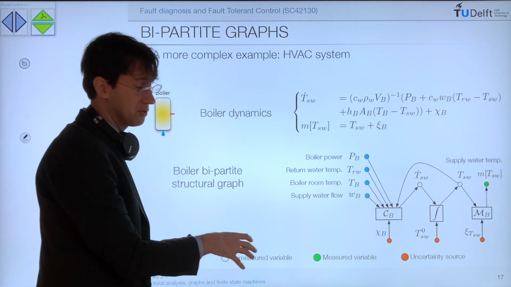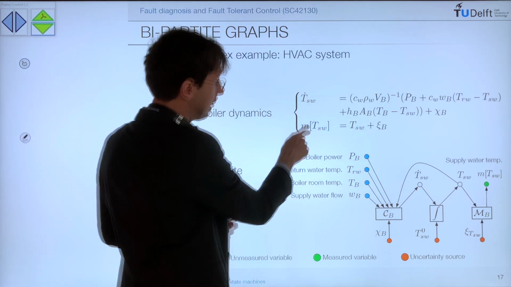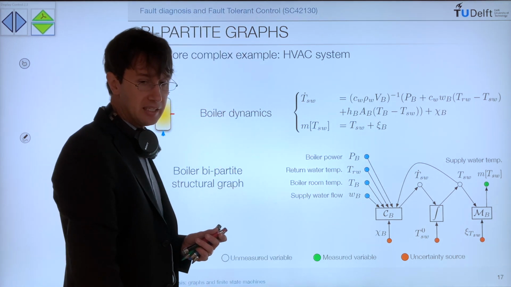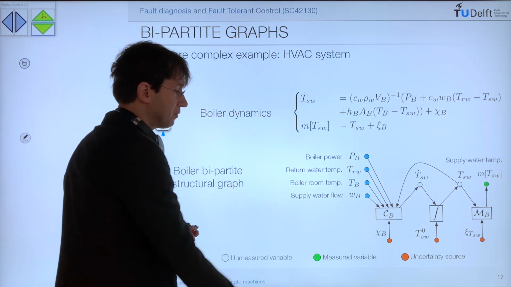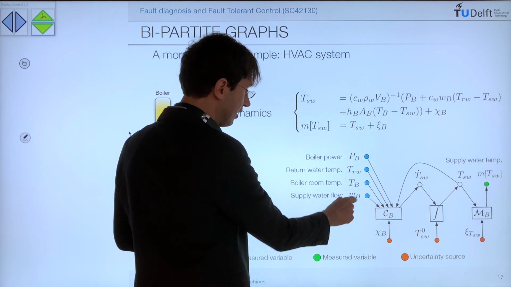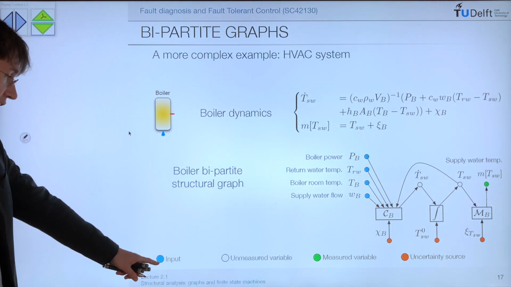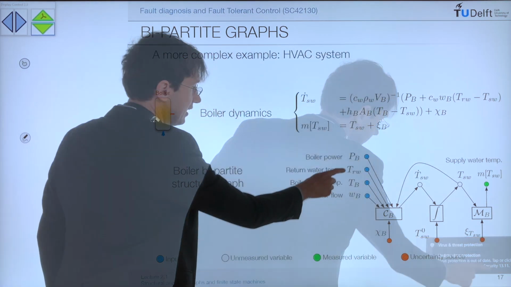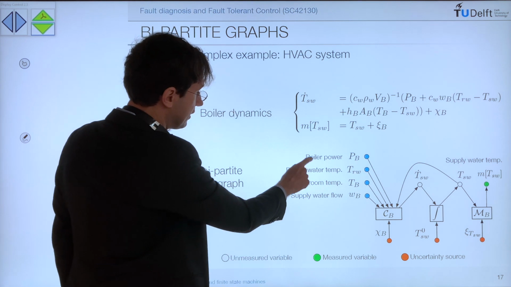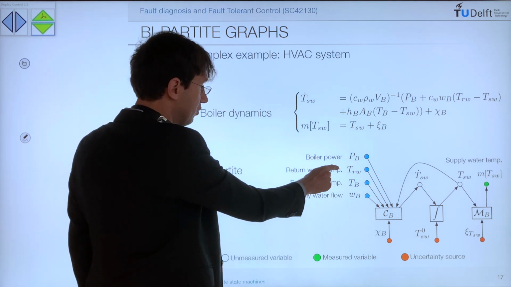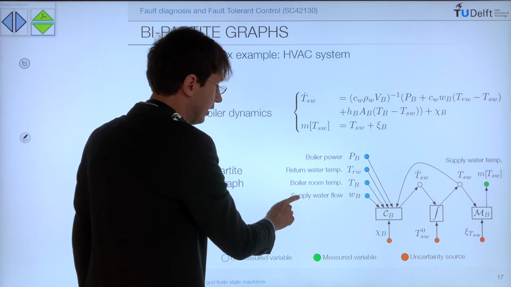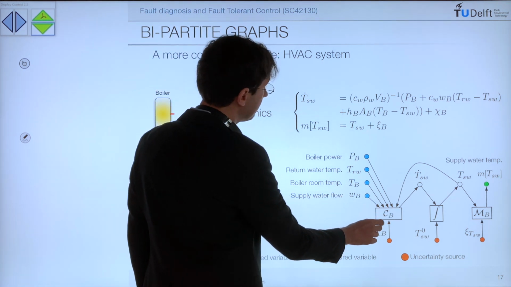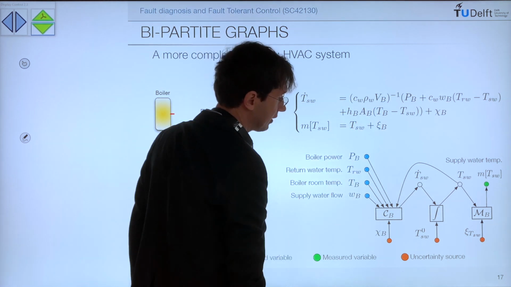But you can also describe this equation plus the measurement equation that we have here as a graph, and that's easier to interpret. So you see that we have variables that we consider inputs because we know them, and they are denoted with blue circles, and they are the boiler power, the return water temperature, the boiler room temperature, and the supply water flow. They enter into this equation here that represent this.